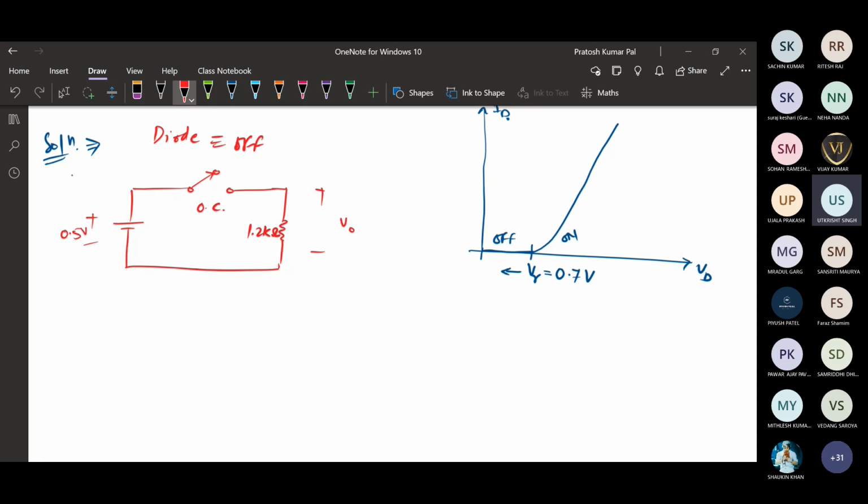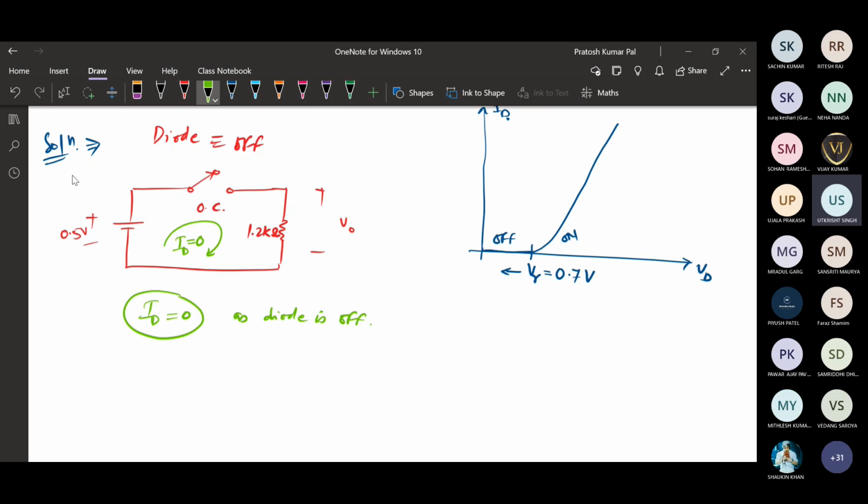If it is open circuit, what current will be flowing through this diode? ID flowing through this complete circuit will be 0. Yes, it will be 0. The current flowing through this circuit will be 0 as this diode is in off state. So from there we can conclude ID will be 0 as the diode is off. So at that point we will analyze this circuit.